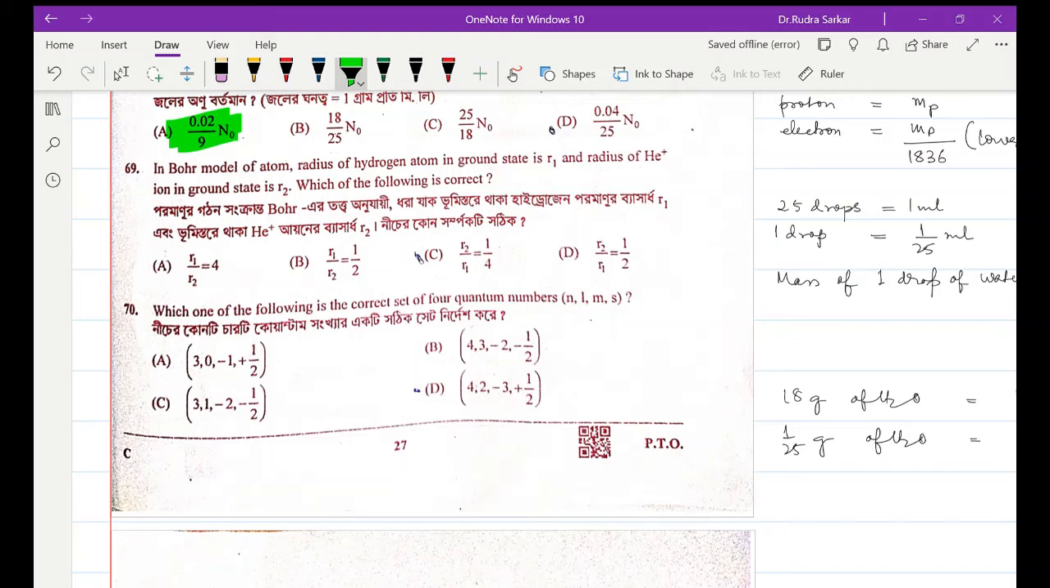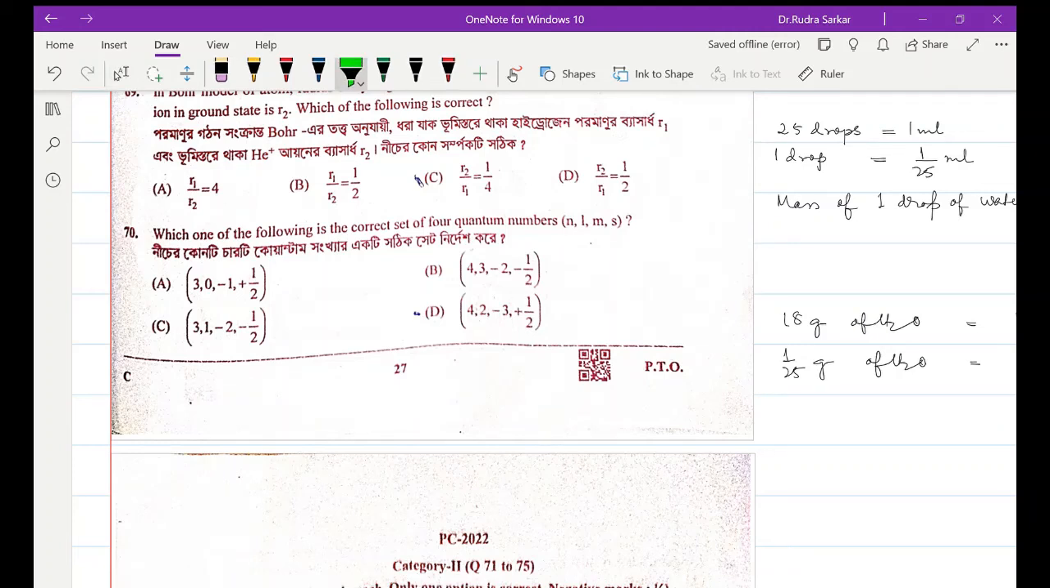Bohr model of atom, radius of hydrogen in the ground state is R1, and the radius of helium in the ground state is R2. Which of the following statement is correct? Okay, so we know that for Bohr-like atoms, the radius is basically n square by Z. n is the orbit or the principal quantum number, and Z is the nuclear charge.